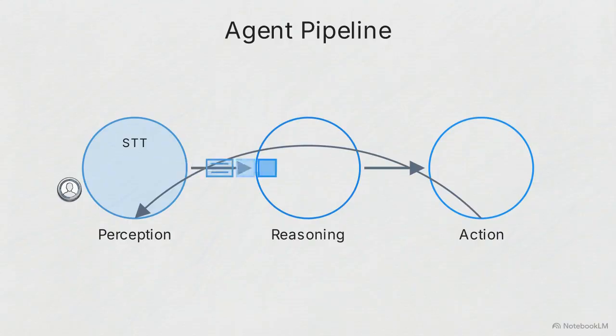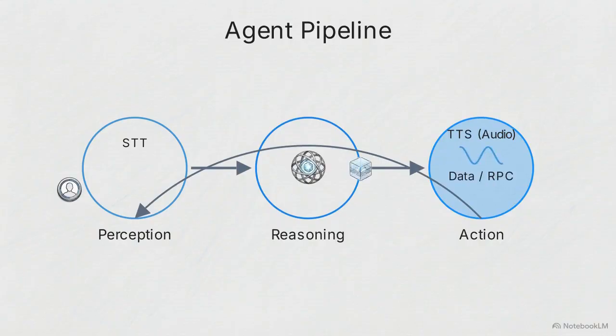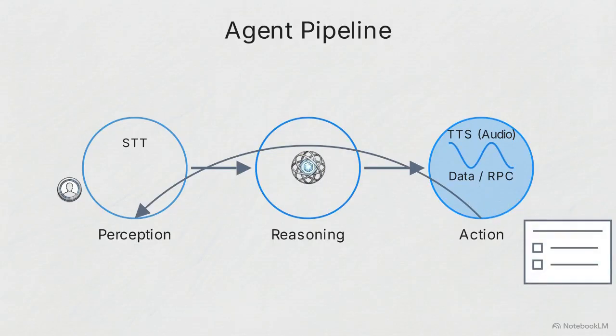Next is reasoning. An LLM evaluates these incoming streams to decide on an immediate course of action. An LLM, or large language model, is an AI system trained on vast amounts of text to understand and generate human language. Finally, we reach the action phase. The output splits into two outbound paths: audio generation via a TTS module and structured data payloads. TTS, or text-to-speech, is the synthesis technology that turns text outputs back into human-like audio.